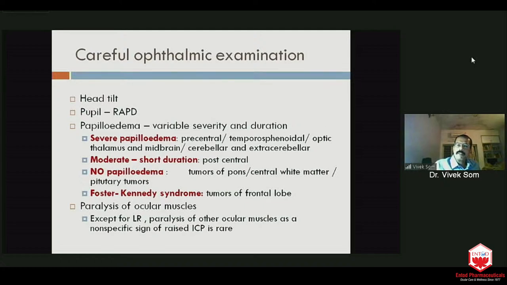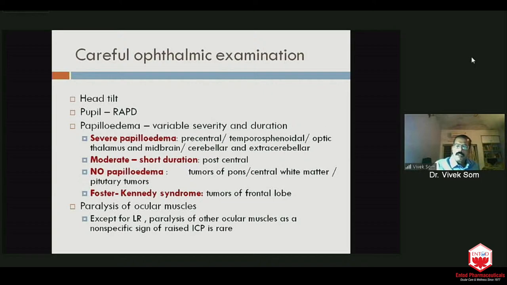Papilledema, though, may be variable in severity and duration. Severe papilledema is usually seen in precentral, temporal, sphenoidal, ophthalmic, thalamus, midbrain, cerebellar, and extracerebellar tumors, whereas it may be moderate or of short duration in postcentral. There may be no papilledema in tumors of pons, central white matter, and pituitary tumors. So these will present differently.